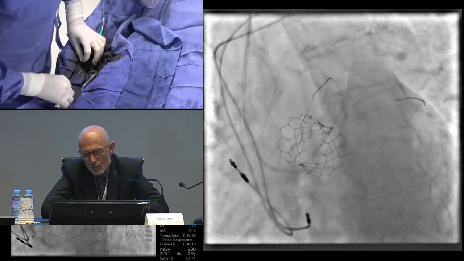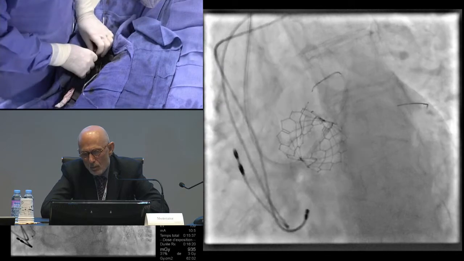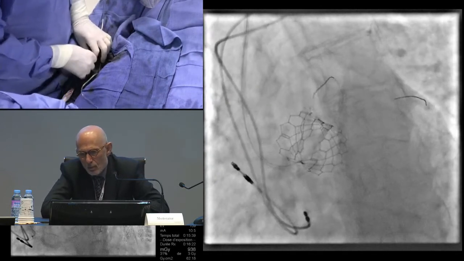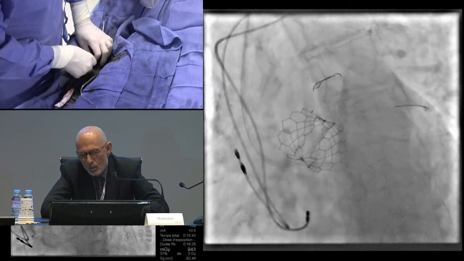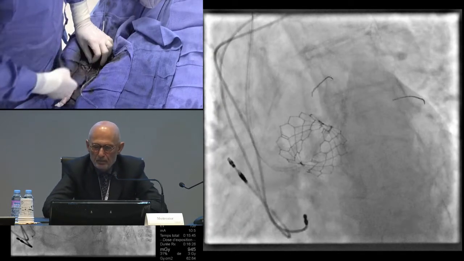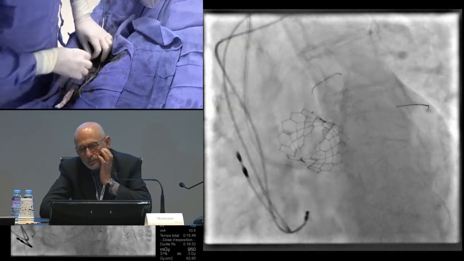The second will be the DK crush. The advantage of the DK crush is to protect the circumflex immediately, and to be sure that the circumflex will stay open during the procedure.